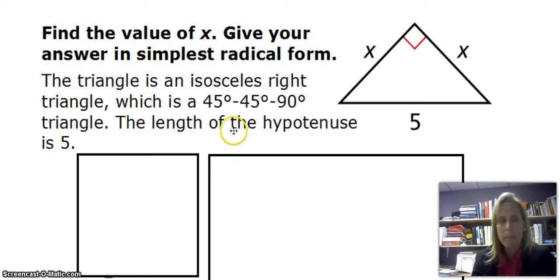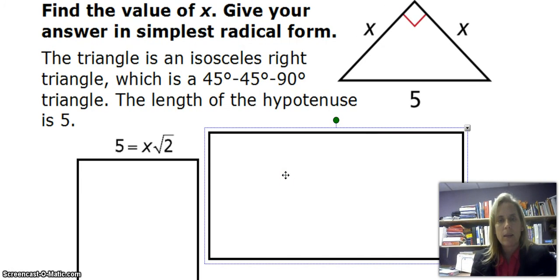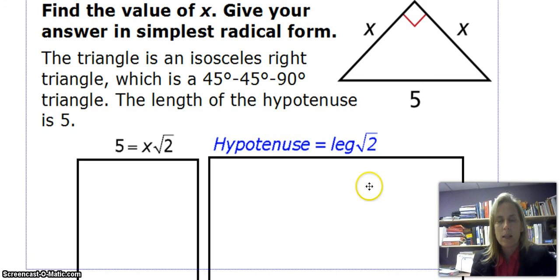So set that equation up, and it looks like this, right? Based on our hypotenuse equaling a leg times the square root of 2. And now we simply solve for the one unknown. If you would like, pause, come on back. And when you do, we're going to take and divide both sides by square root of 2.